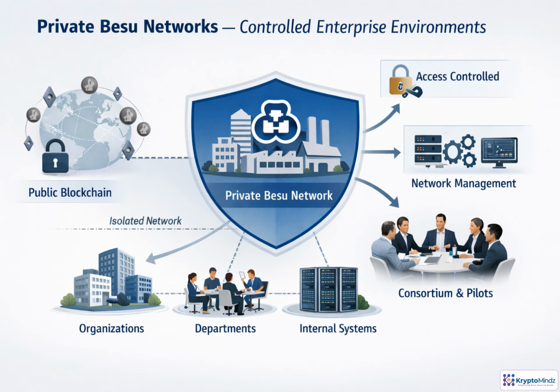A private Besu network uses Ethereum technology inside a controlled business boundary. Instead of open participation, the operators decide who can run nodes, connect applications, and access endpoints such as JSON RPC or WebSocket. The network is usually isolated from public Ethereum, unless an integration is deliberately added. This model works well when organizations need shared blockchain logic, while still maintaining governance, infrastructure control, privacy expectations, and predictable operations for pilots, consortium processes, or internal systems.